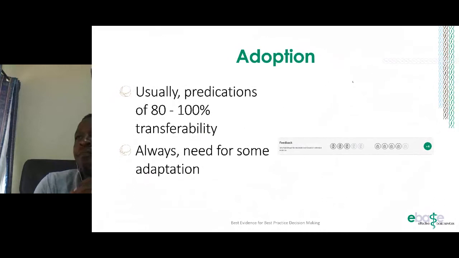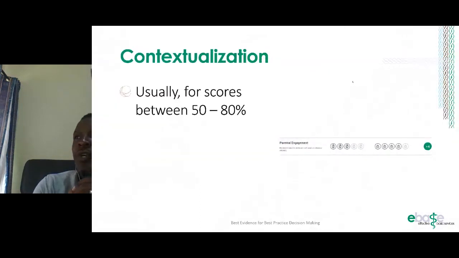Then adoption: usually, as I mentioned, at 80 to 100%, we can always roll this out. But as I'm saying here, there always needs to be some adaptation. For example, if we look at the meta-analysis from the Dietrichson study, we find that the only difference there may be grade 7 to 12. So we may need to understand that grade 7 to 12 is this age group, then bring this age group to our context, and that age group may not be in that class. These are some of the considerations we make. But most of the time, at 80 to 100% we can adopt.